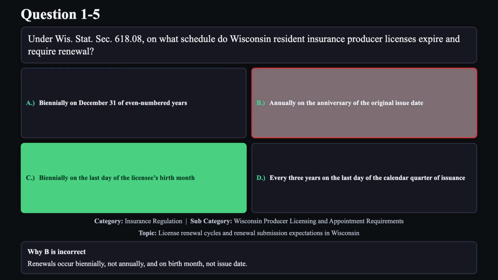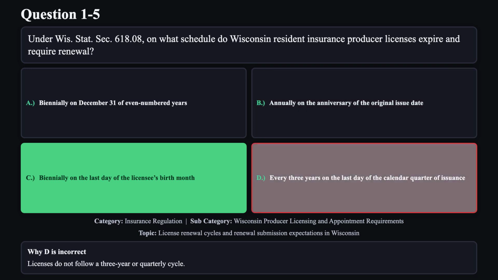Reason B is not correct. Renewals occur biennially, not annually, and on birth month, not issue date. Reason D is not correct. Licenses do not follow a 3-year or quarterly cycle.